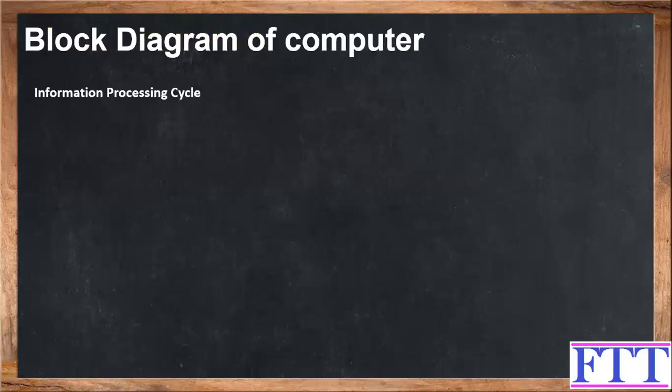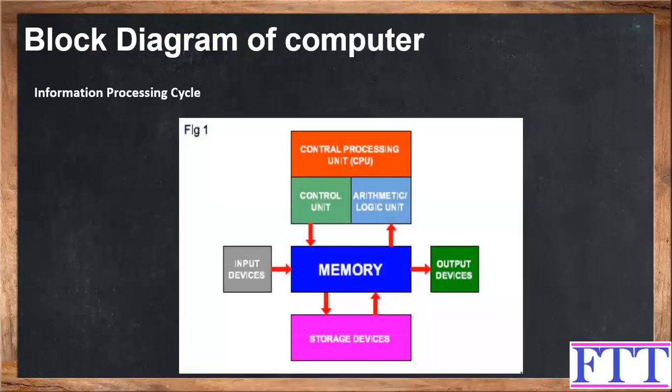Next, block diagram of computer: how the computer will work, how the information should flow in the computer. So, the information processing cycle. Very simple, the computer architecture, or what you call a block diagram, has input devices. A computer will take some input, do some computation, and give some desired output. That is what we call a computer.